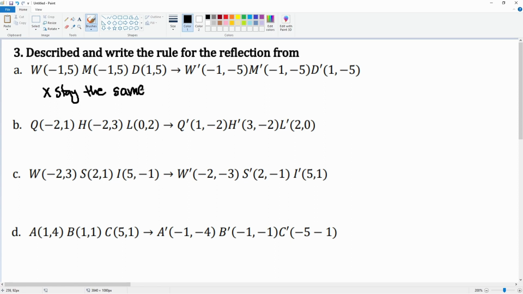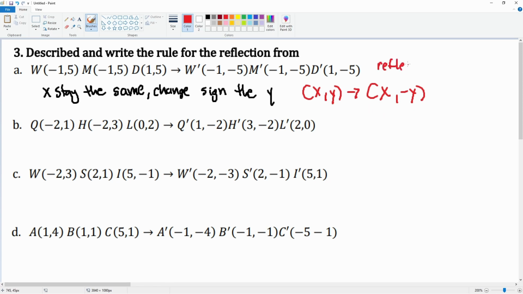And then what happened was the Y was a positive and it became a negative. So we change the sign on the Y. So the rule is that any point X comma Y will arrow, X stays the same, so we keep X, and the Y changes sign. So it was a Y, now it becomes a -Y. That would be the rule. Just letting you know, this is a reflection over the x-axis when this rule occurs.